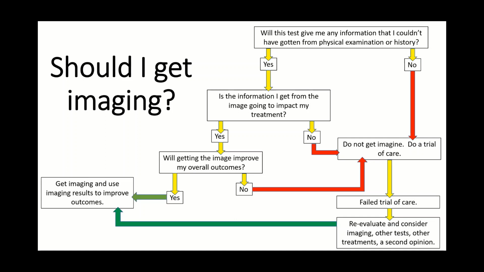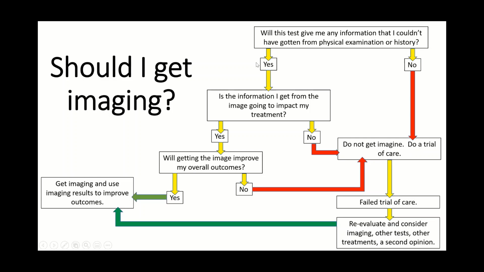For example, if someone were to have arthritis within a joint or a fracture within a joint and I can't feel that or do a test on that with a physical exam or figure that out through a history, then I may want to get an image. If it's not going to give me any information that's new based on our physical exam or history, then no, I'm not going to get an image. I'm going to do a trial of care.